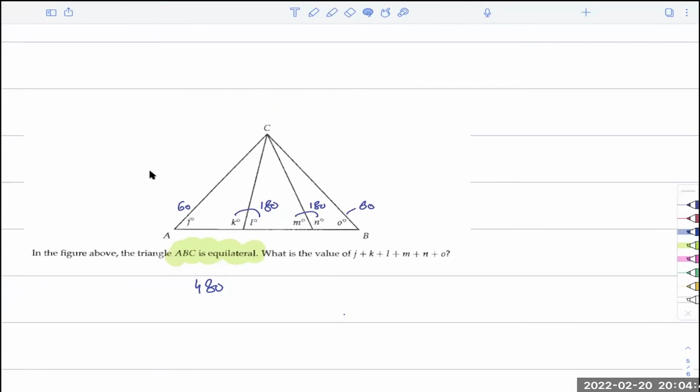वो 60 है ना? 60, we already know that. It's an equilateral triangle. Equilateral triangle में हर एक एंगल 60 होता है. Yeah, exactly. Because all sides are equal, all angles are equal. And the total is 180, so 180 over 3.